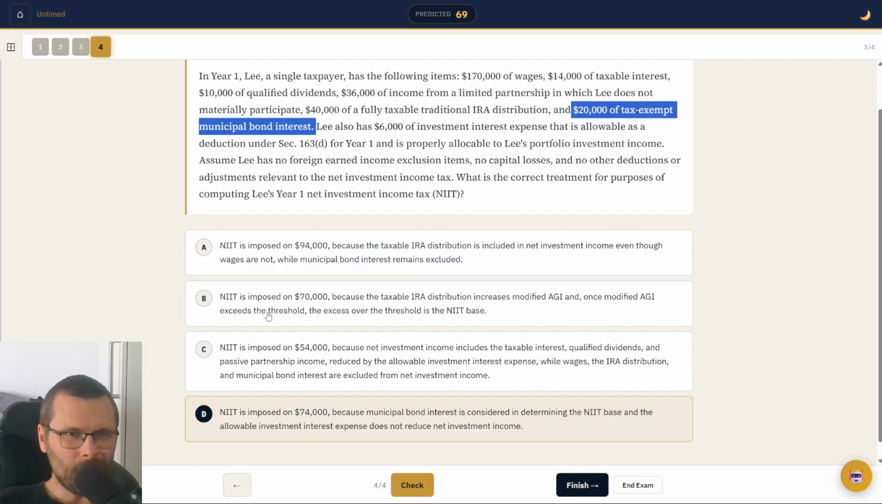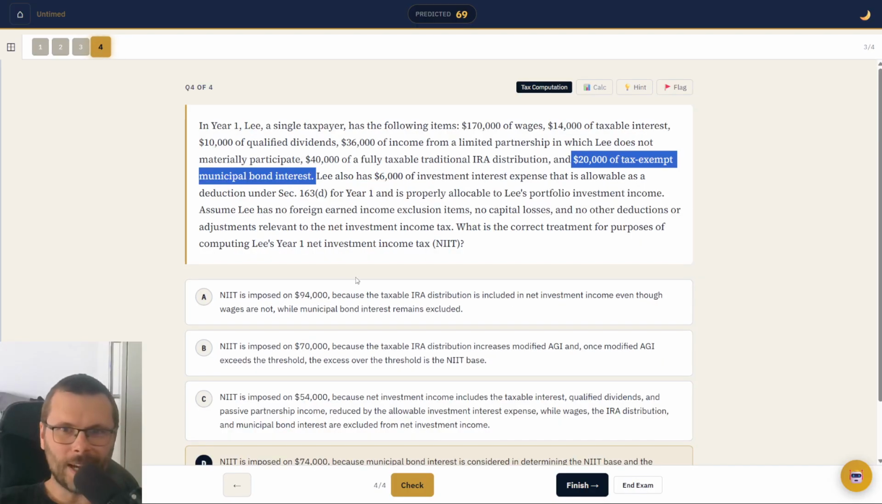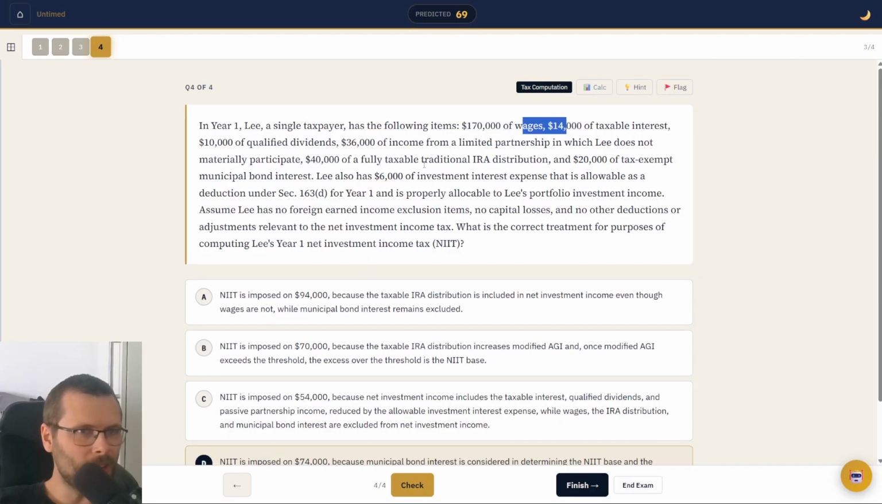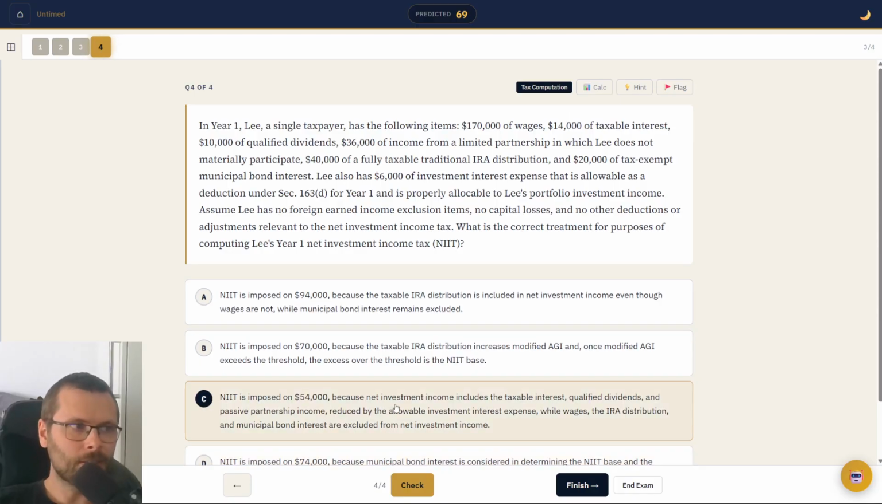So we're left with, I think, B and C, but I don't want to spend time trying to add up and subtract things, so I'm down to just 2 options. I'm going to pretend I'm running out of time on the exam, and I've got 10 seconds to make a decision because I've got to move on to the next section. So the 2 options are 70,000 and 54,000. I don't really want to read it. I know that NIIT hits the lesser of net investment income or modified AGI, so I'm just going to take the one that's smaller. This is a total coin flip guess.